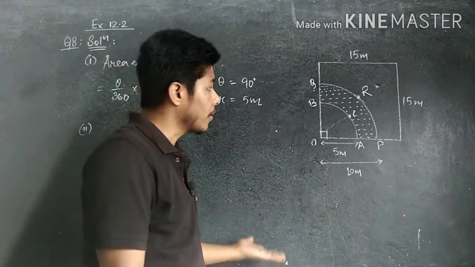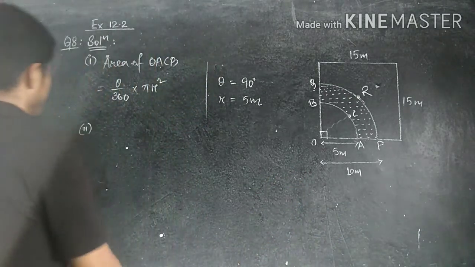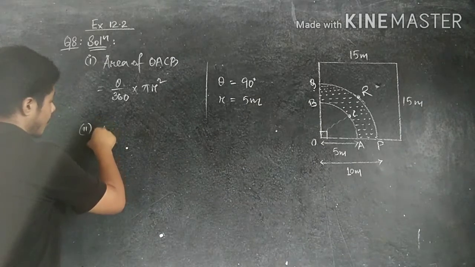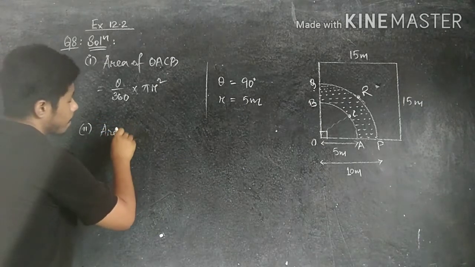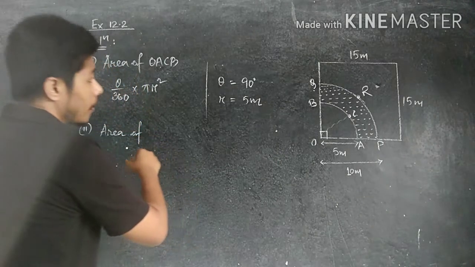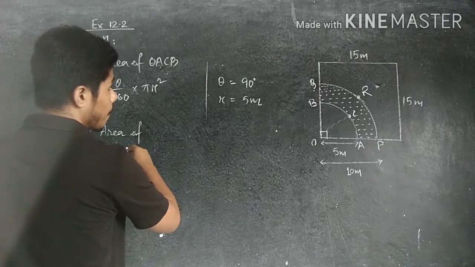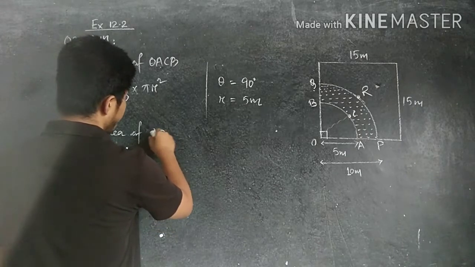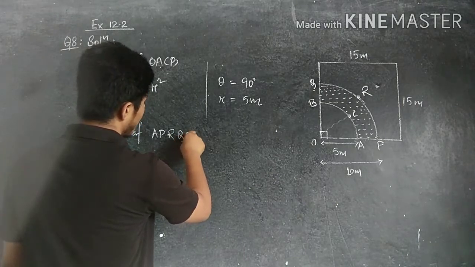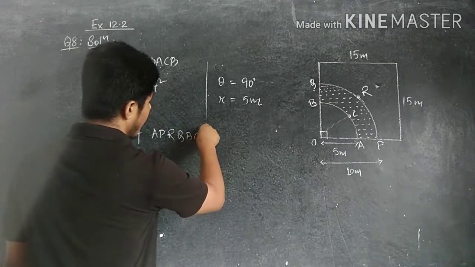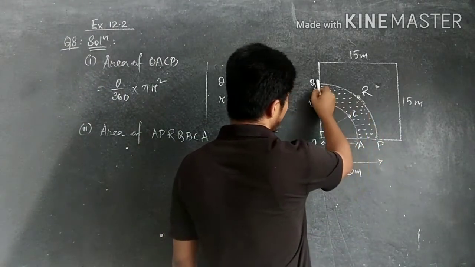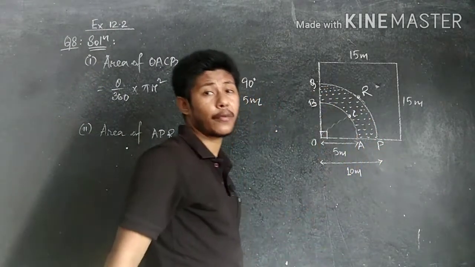So increase in the grazing area equals to, or you can write here area of APRQBCA. That means you see here this one, APRQBCA, that means this part we have to find out.